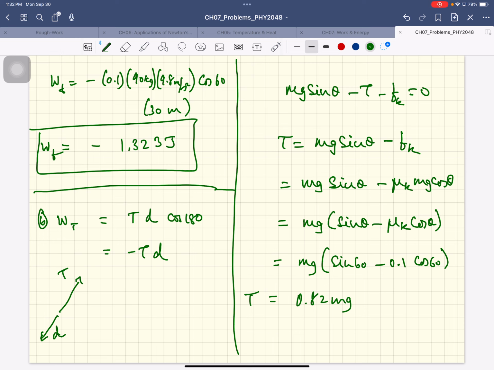So the work done by tension is negative 0.82 mg times distance.